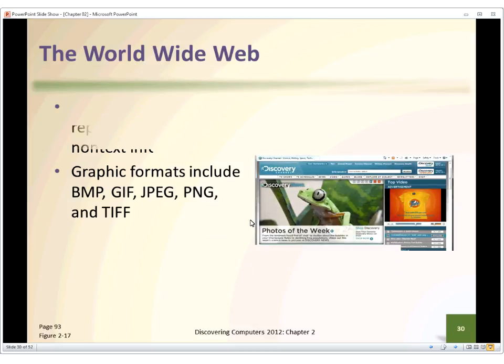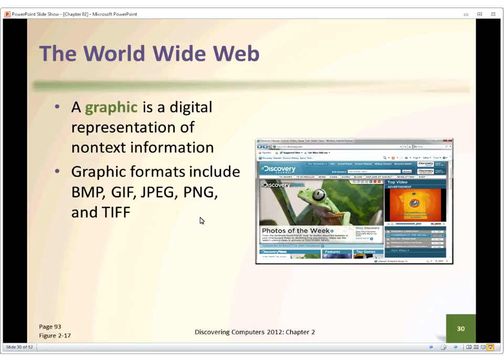So a graphic is a digital representation of non-text information. A picture is worth 1,000 words, so most websites have a lot of graphical information. And those graphic formats can include different types. So here's a Windows bitmap format, a graphic interface format, a GIF file, there's a JPEG. These are both for IP sites and internet sites. PNG is sort of the new preferred method. There's TIFF. Each of those is a different type of graphical format.